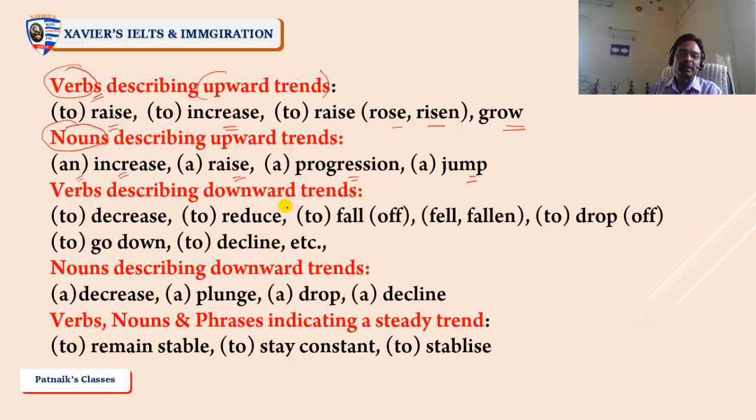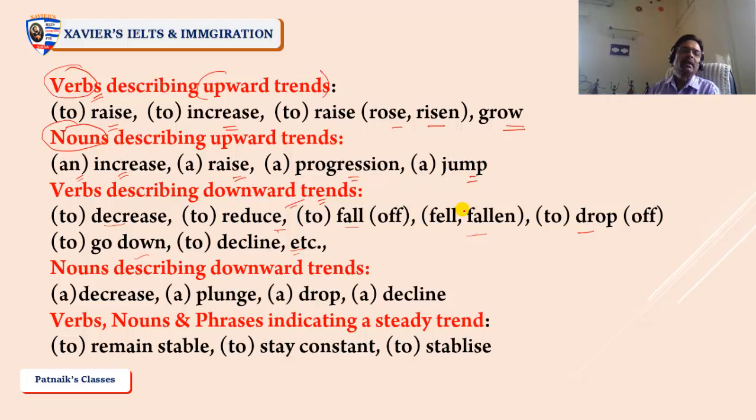Verbs describing downward trends. To describe the downward trends, what kind of words will we be using? To decrease, to reduce, to fall, to drop, to drop off, to go down, to decline. So these are the verbs we'll be using for displaying or mentioning the downward trends.